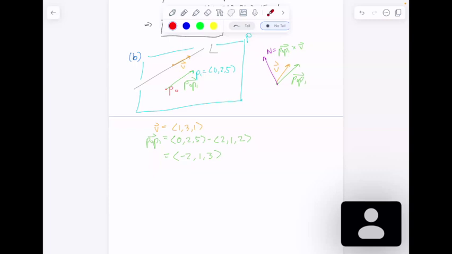I'm just going to do V cross P0, P1 here. It doesn't really matter. So let's do V cross P0, P1. That's going to be equal to, I didn't make this easy for myself. So this is 3 minus, or maybe I did. No, this is 9 minus 1, so that's 8.